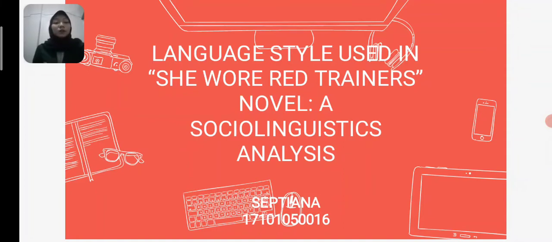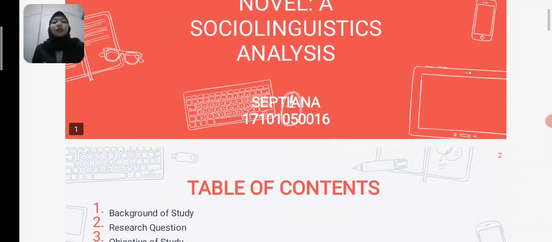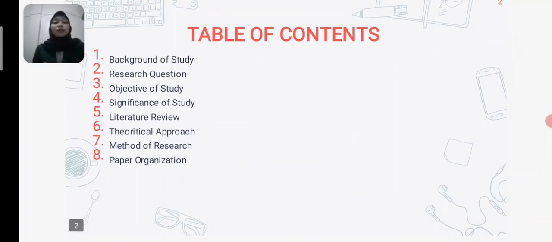Today I would like to present about my research entitled Language Style Used in Seymour Train's novel: A Sociolinguistic Analysis. Before we go into the topic, there's a table of contents. First is background of study. Second, research question. Third, objective of study. Fourth, significance of study. Fifth, literature review. Sixth, theoretical approach. Seventh, method of research. And the last is paper organization.